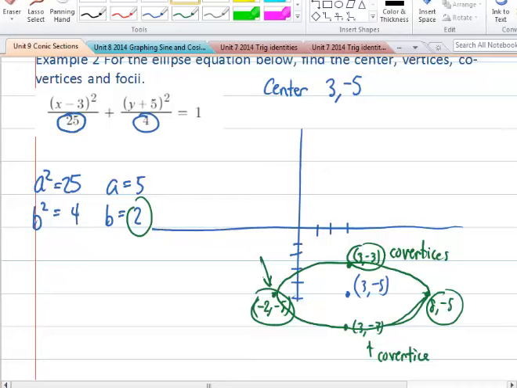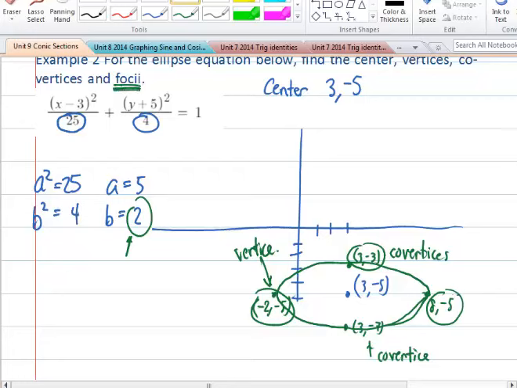And this is just called a vertice because it's on the major axis. So anytime you name a vertice, we're basically talking about the vertice of the major axis for the ellipse. Anytime you have a co-vertice, that would be where the b value took you for the minor axis. The last thing we have to do for this is we have to name the foci.